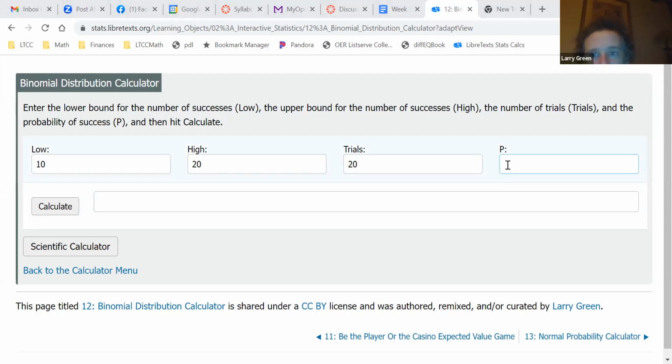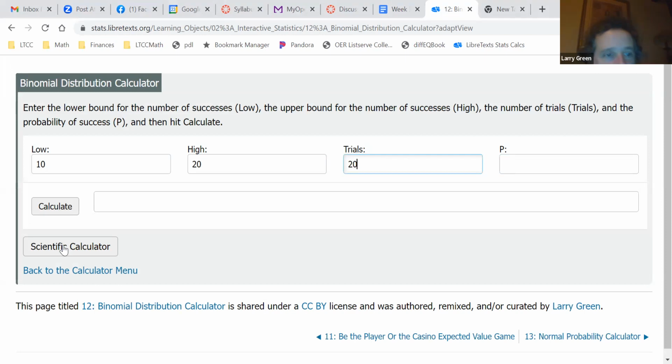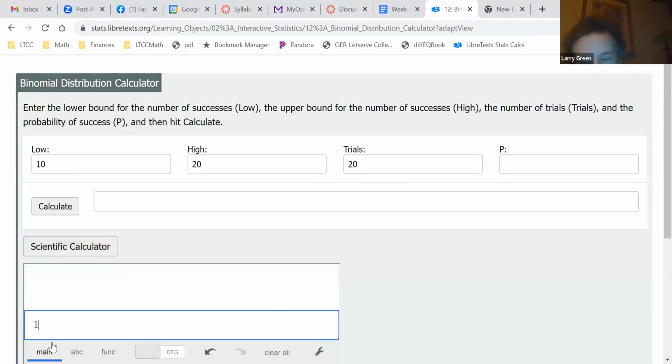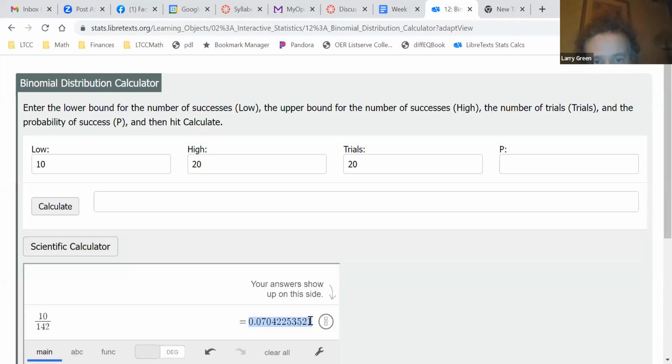The probability was 10 over 142. And to get that, we're going to need the scientific calculator. You can go 10 divided by 142. And that's this messy number. I like copy and paste. Any questions on what I just did? And calculate. Okay, and what did it give me?